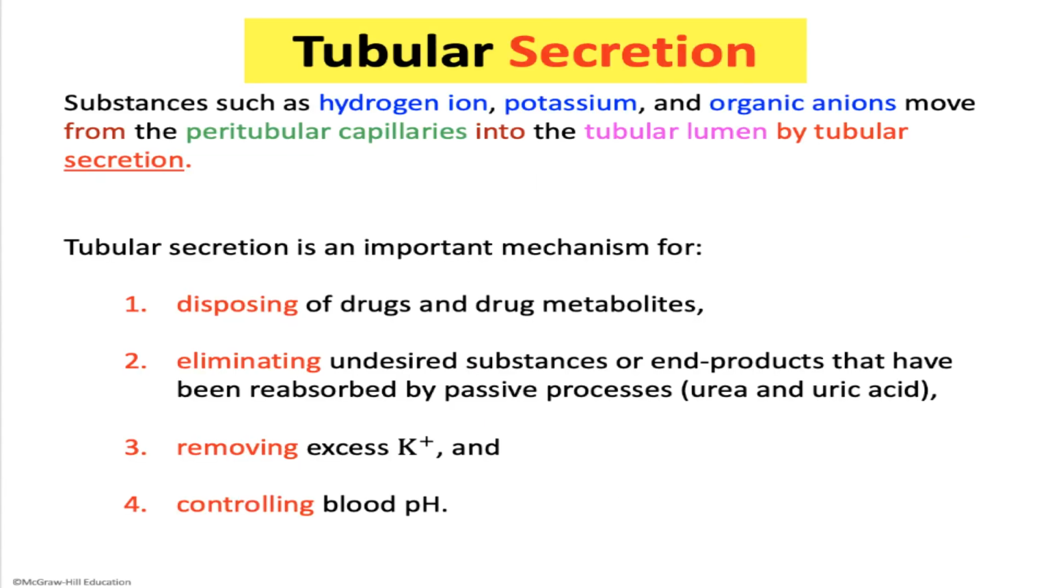The importance of tubular secretion cannot be overstated. For some chemicals, such as hydrogen ions, potassium, and organic anions, their movement from the blood to the urine is by tubular secretion. In general, tubular secretion is an important mechanism for getting rid of drugs and the metabolites of drugs, for eliminating undesired substances or end products of metabolism that have been reabsorbed by other processes, for removing excess potassium, and of course, for controlling the pH of the blood.